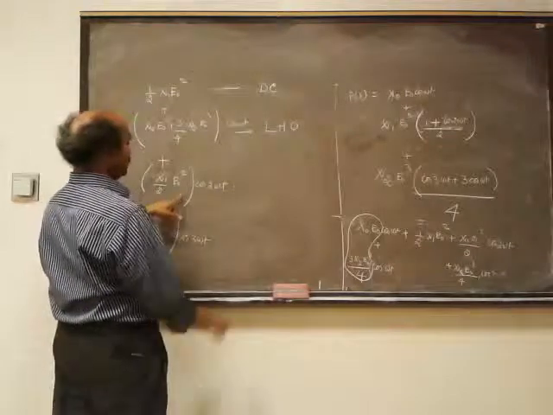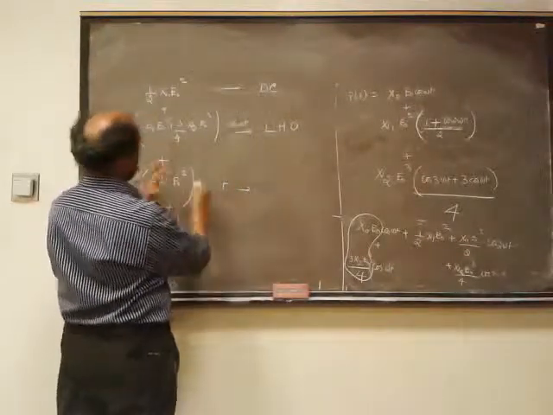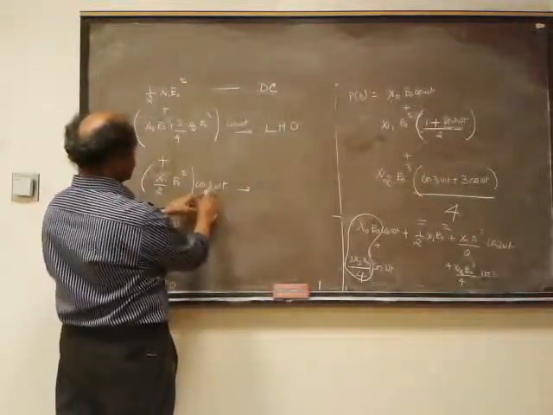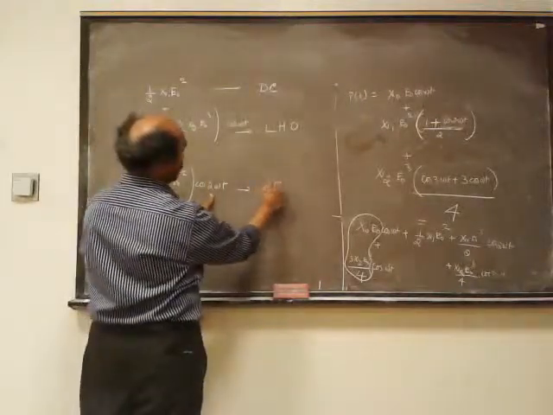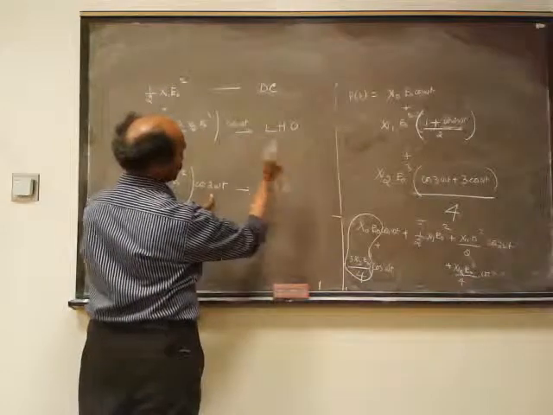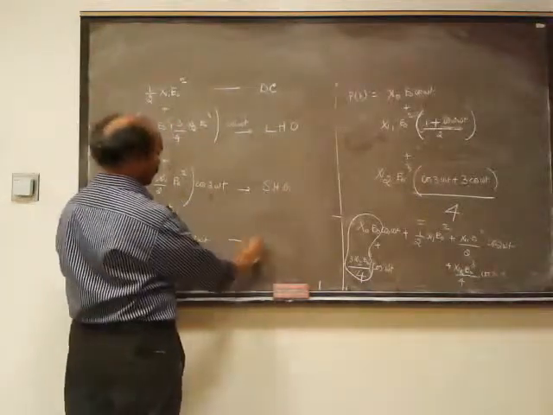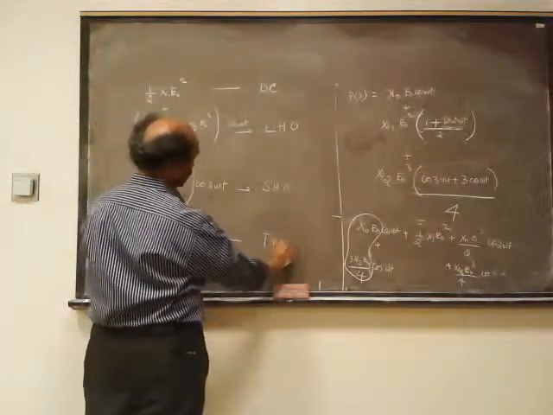And here is the one. This is the funniest thing. This is the new frequency, which is 2 times the frequency of the incident wave. This is called second harmonic generation. This is called third harmonic generation.